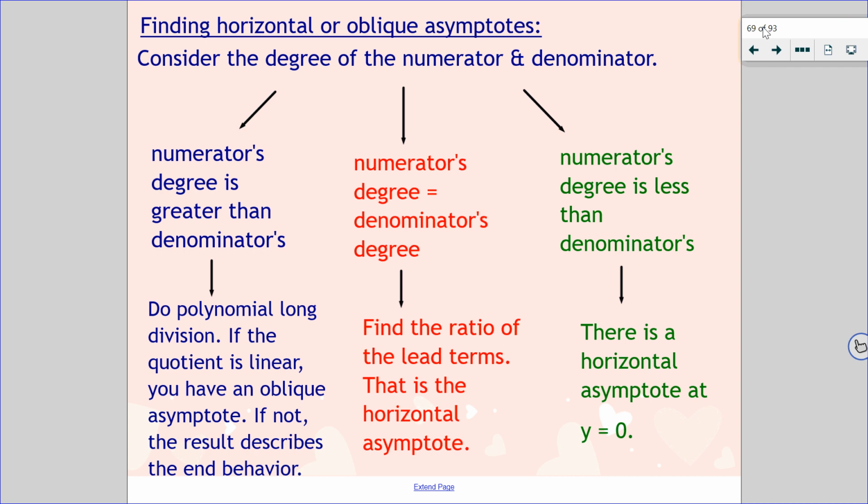Okay, let's take a look at this screen. This is how you determine, so we learned that we determine whether you have a vertical asymptote by looking at the denominator and looking at the domain restrictions. If you have a domain restriction that doesn't cancel, you will have a vertical asymptote. Okay? To find whether you have a horizontal or oblique asymptote, you can follow this flow chart.